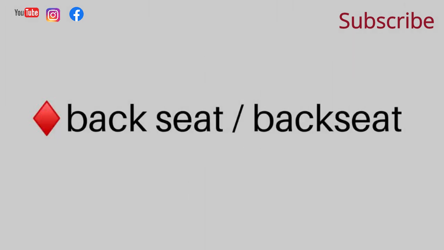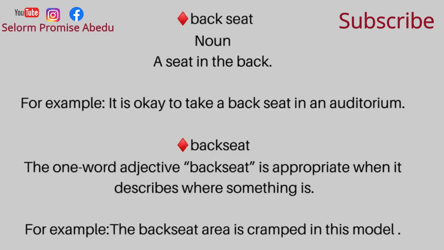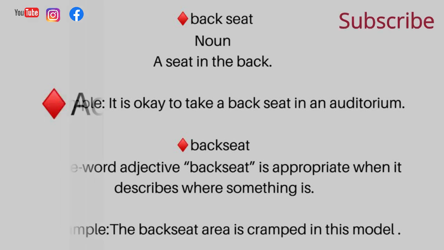Back seat, written with a space, and backseat, written without a space. Back seat, written with a space, is a noun, which means a seat in the back. For example, it is okay to take a back seat in an auditorium. The one-word adjective backseat is appropriate when it describes where something is. For example, the backseat area is cramped in this model.